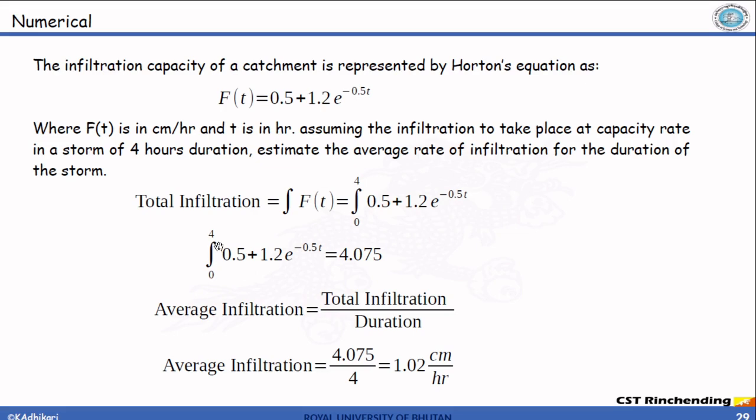So it would be the integral from 0 to 4 of 0.5 plus 1.2 e to the minus 0.5t. I have done the integration, and the value is 4.075. So average infiltration is going to be total infiltration divided by duration. Duration is given as 4 hours. Then we get 1.02 centimeter per hour. So this is the average infiltration. With this, I would like to end this lecture.